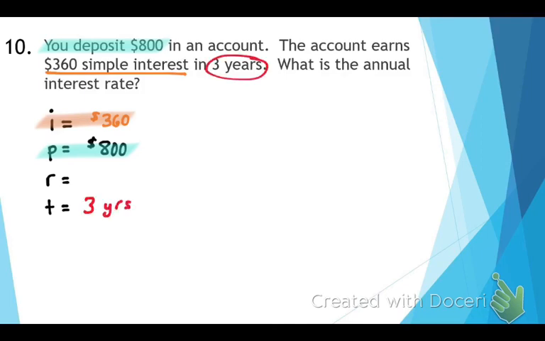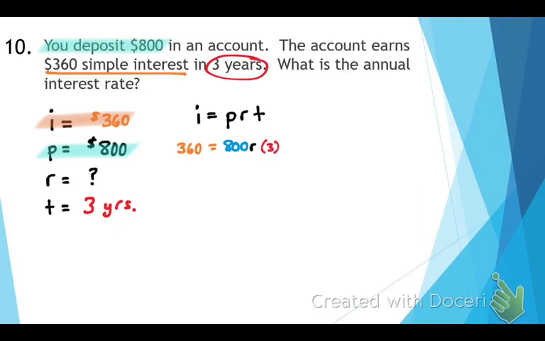Do we know what the rate is? No, we're looking for the rate. So we're just going to put a question mark. Once again, off to the side, I'm going to start with I equals PRT. What is my I? 360. What's my P? 800. What's my R? We don't know it, so we're going to keep it as an R. And what's my time? 3.